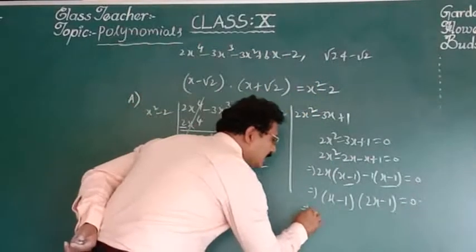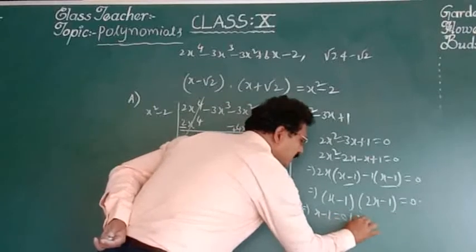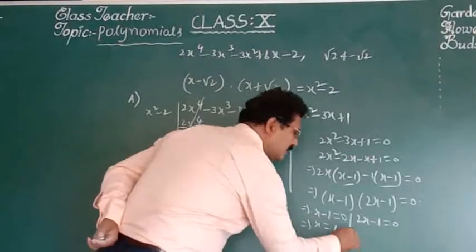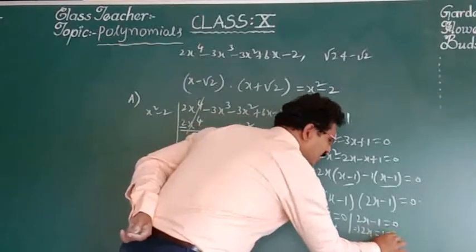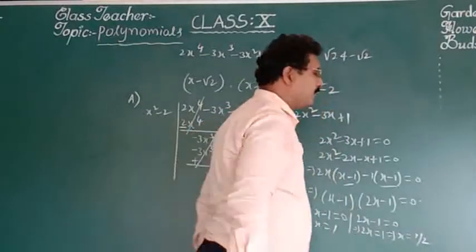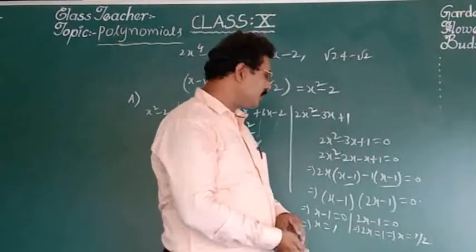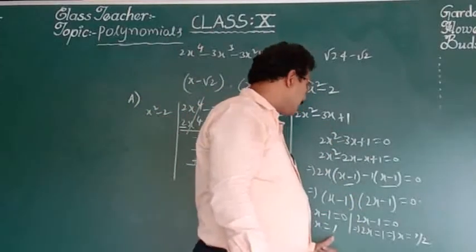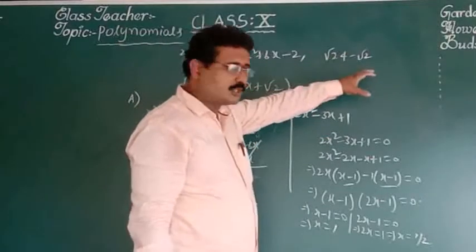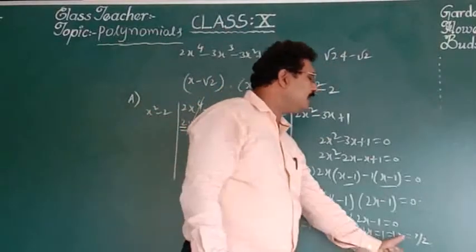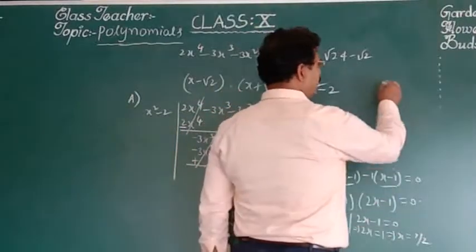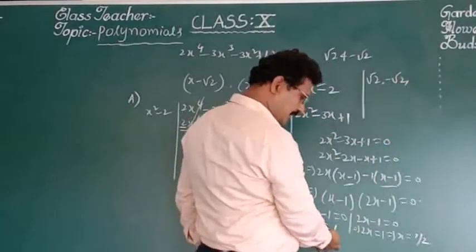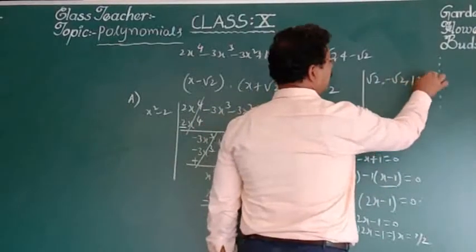This means x minus 1 is equal to 0 or 2x minus 1 is equal to 0. If x minus 1 is equal to 0, x is equal to 1. If 2x is equal to 1, then x is equal to 1 by 2. Therefore, the zeros of the given polynomial are root 2, minus root 2, and 1 and 1 by 2. Write down the total zeros: root 2, minus root 2, 1 and 1 by 2.